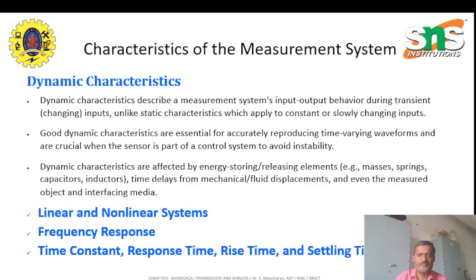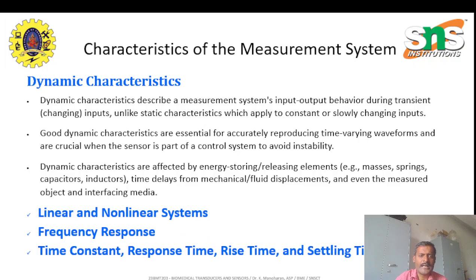So today in class we are going to discuss dynamic characteristics. Whenever you have a measuring system, we have two characteristics. One will be static characteristics and another will be dynamic characteristics. In the previous class we have seen the static characteristics. Now we are going to discuss dynamic characteristics.